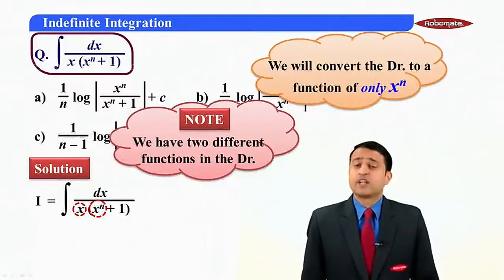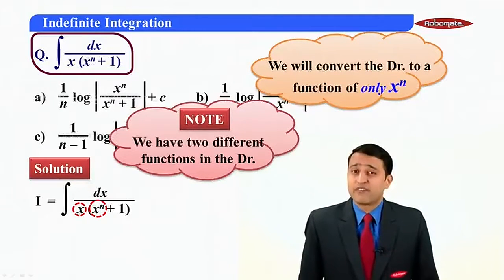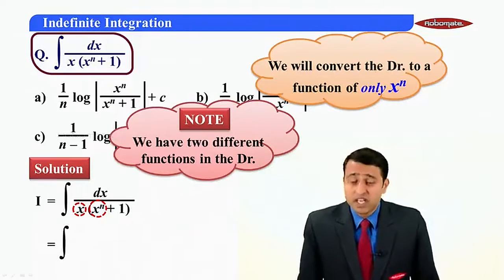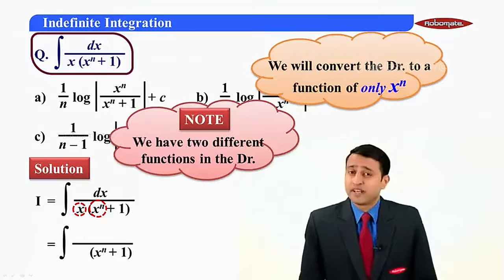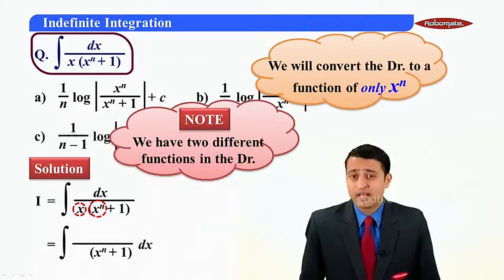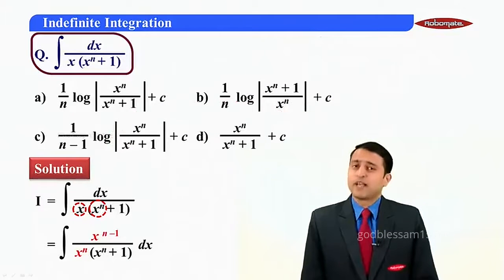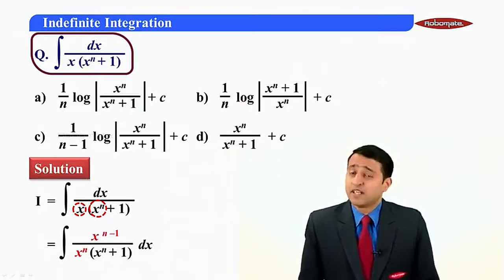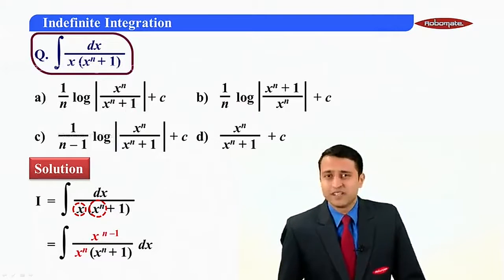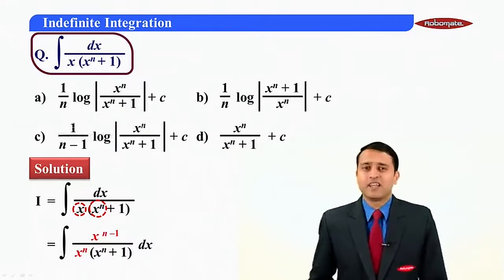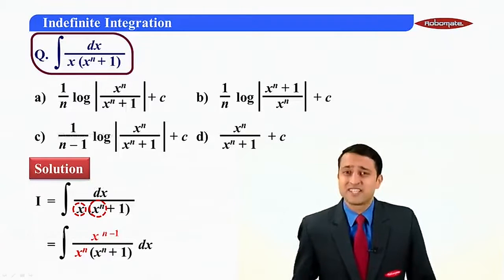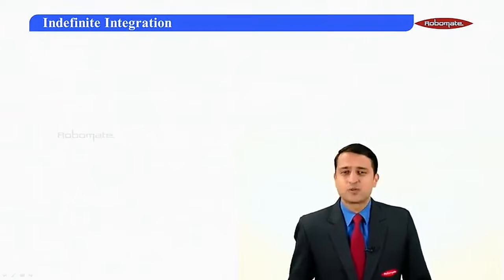We will convert the denominator as a function of x raised to n completely, and that is possible if I divide the numerator and denominator by x raised to n minus 1. Multiply the numerator by x raised to n minus 1, multiply the denominator by x raised to n minus 1. In the process we get x raised to n in the denominator entirely. Now my dear students, the denominator is x raised to n. The numerator is its derivative. Constant needs to be adjusted.